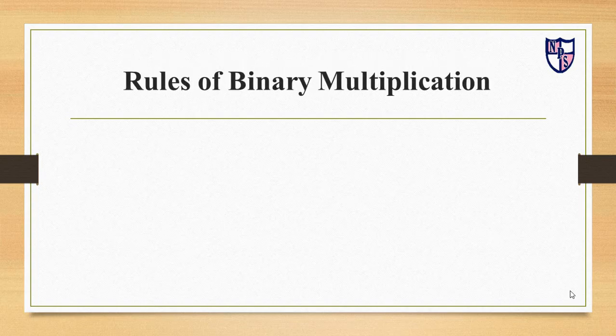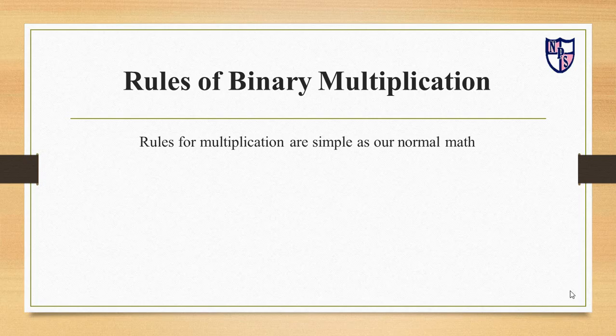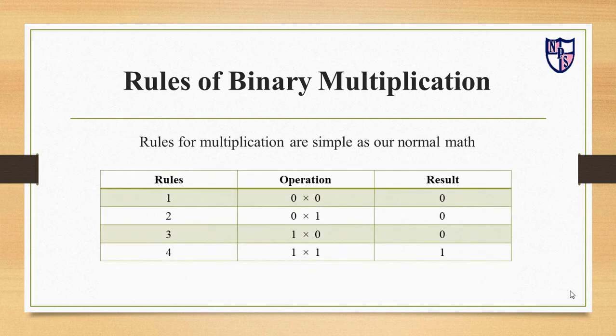Now the rules of binary multiplication. Rules for binary multiplication are simple, as in our normal maths. Rule number 1, 0 multiplied by 0 becomes 0. Rule number 2, 0 multiplied by 1 is equal to 0. Rule number 3, 1 multiplied by 0 is equal to 0. And rule number 4, 1 multiplied by 1 is equal to 1. This is the same as our normal maths. Anything multiplied by 0 becomes 0. So the result of all three of those rules is 0, and 1 multiplied by 1 is 1.